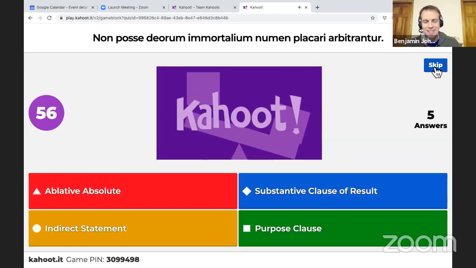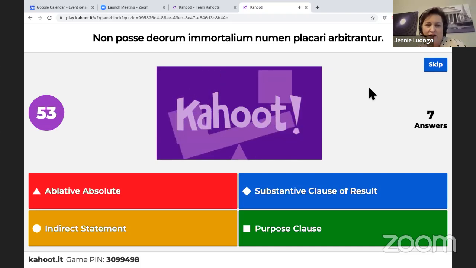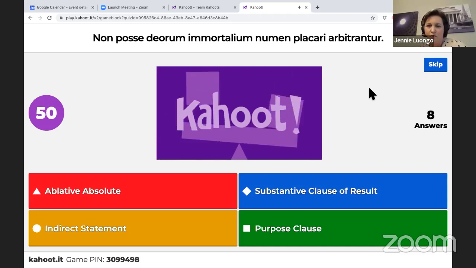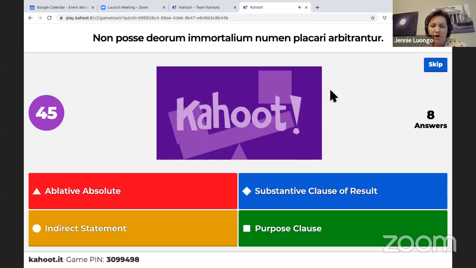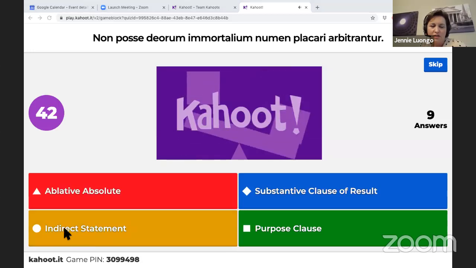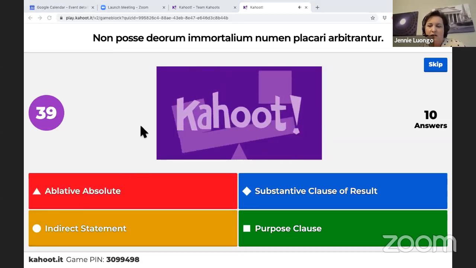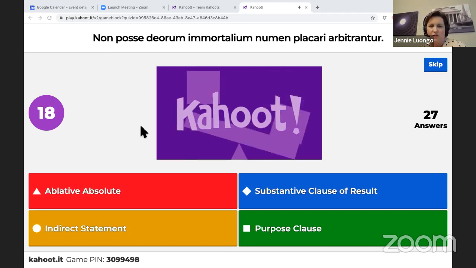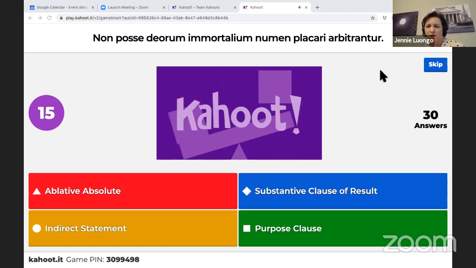So looking at this sentence, non posse deorum immortalium numen placari arbitrantur. We want to know, are we looking at an ablative absolute, an indirect statement, a substantive clause of result, or a purpose clause? As you look at this type of structure, it's important to think about whether you've got an ablative for the ablative absolute. For some of them, it's important to think about whether or not we have ut, and then arbitrantur should be a good clue.